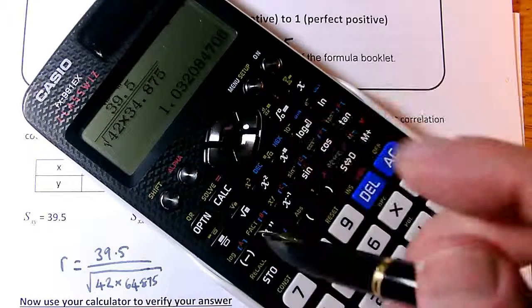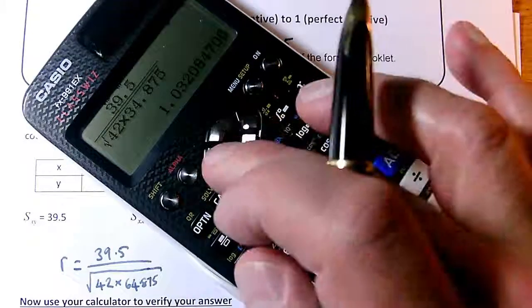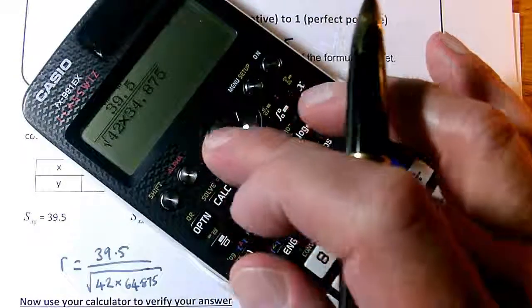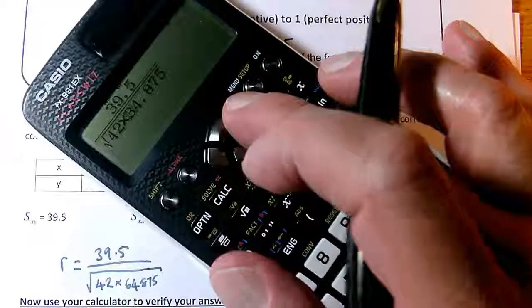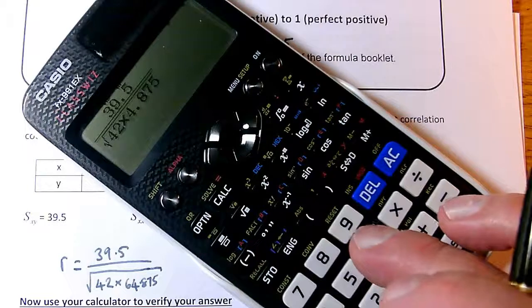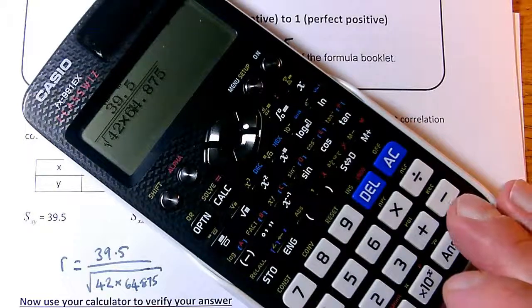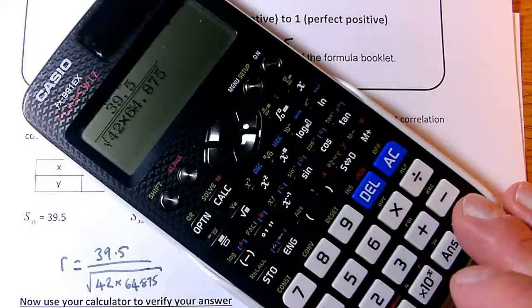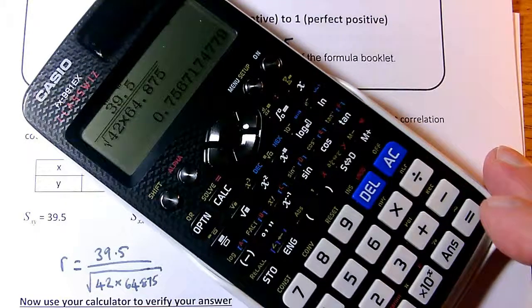I've put a 34 here when it should have been a 64. So as ever, check everything. In this case, I've got 2 ways of getting the answer. But of course, an answer of 1 point something is bound to be wrong. A correlation coefficient cannot be more than 1. So I'd have known that was wrong.